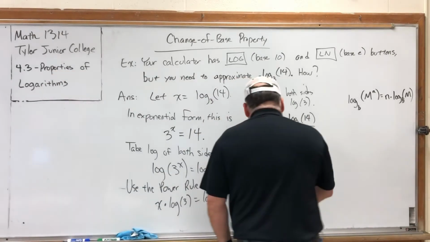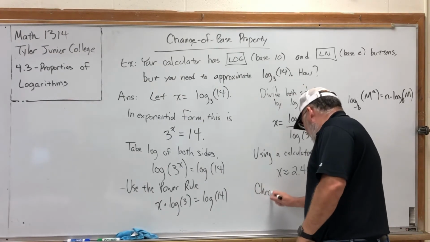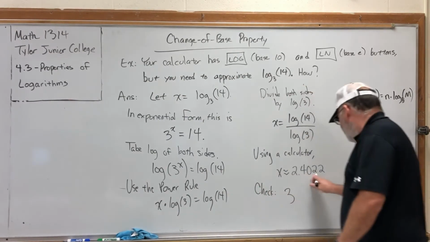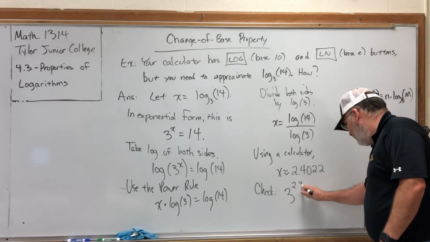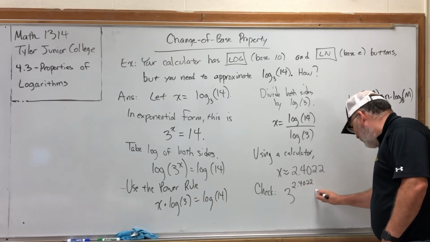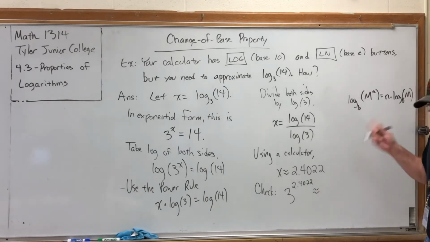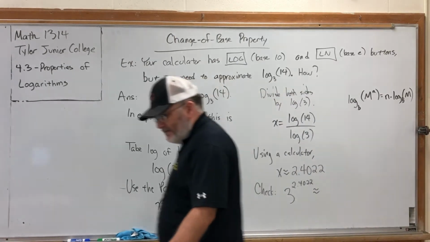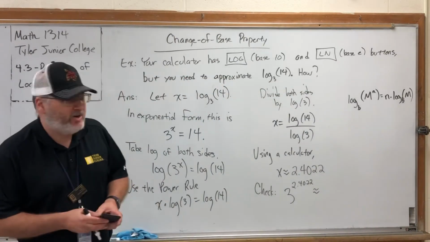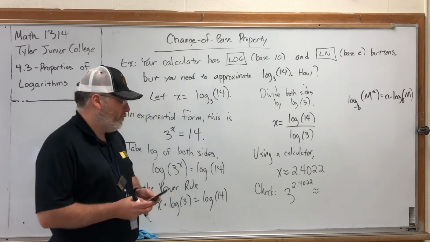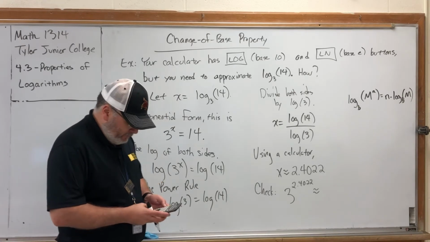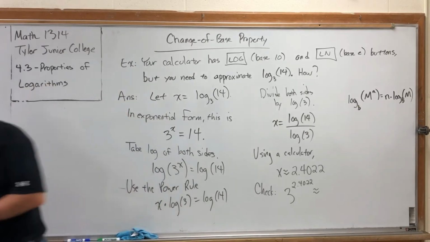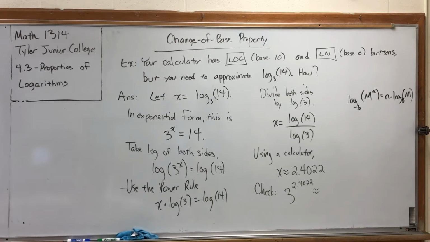So we could check it by taking 3 and raising it to this power. It will not give you exactly 14 because we rounded off the answer. In fact, the answer to this logarithm is an irrational number. The decimal will go forever and never repeat. But if we did, I'll put the calculator back up on the screen.